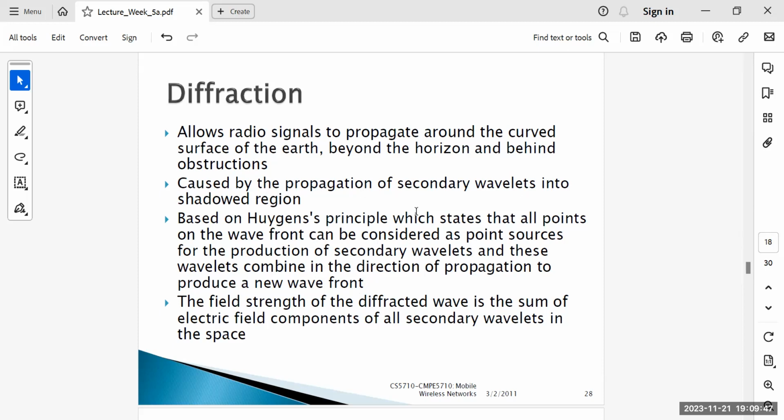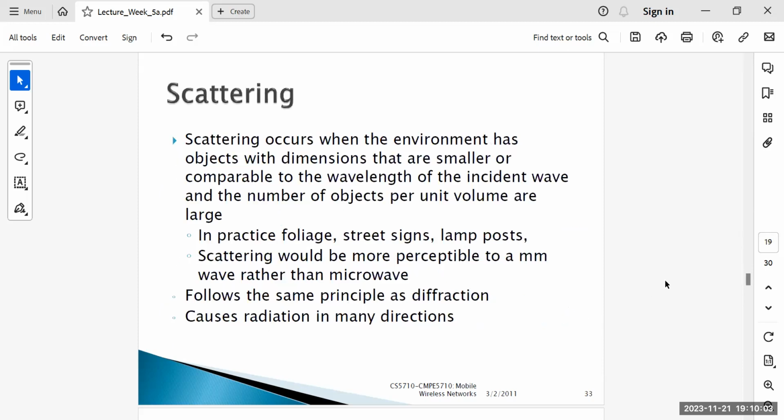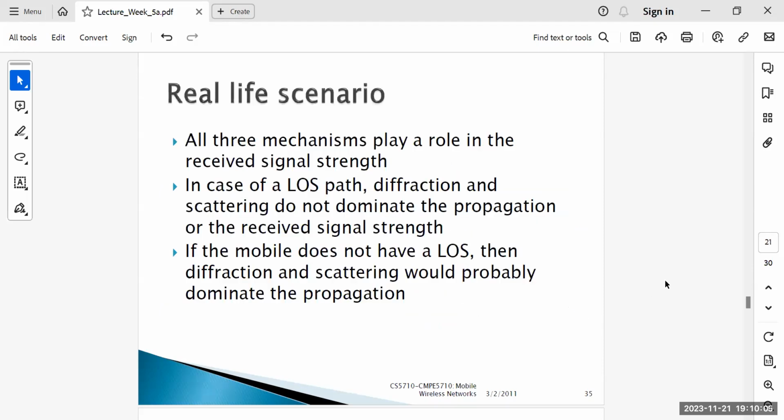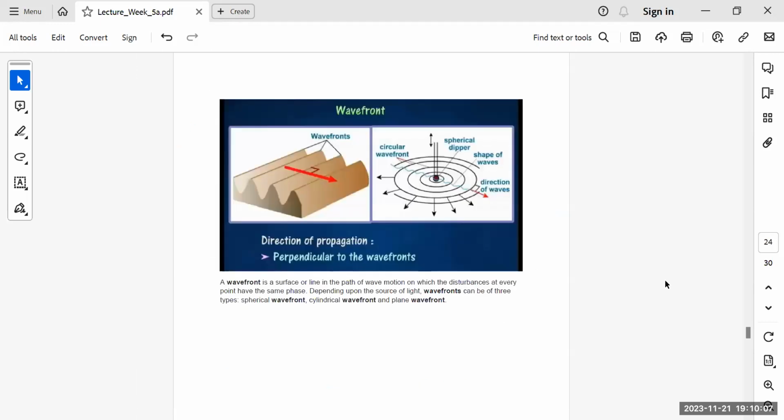I have explained a bit of these wavelets after a few slides, just for those of you who are not very comfortable with this wavelet thing. The field strength of the diffracted wave is the sum of the electrical field components of all secondary wavelets in the space. So let me talk about this wavefront first.